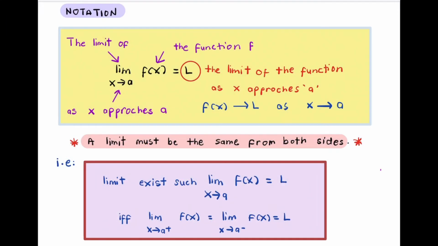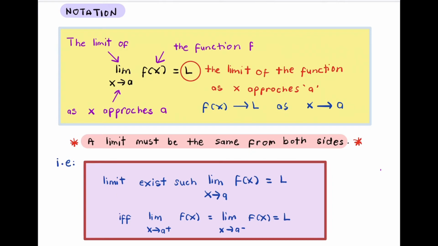Let me present to you how to write the notation of a limit. So this is the way to write it. This is the limit of the function f(x) as x approaches a. So if you have an answer L, this is the answer, where L is the limit of the function as x approaches a. So the limit must be the same from both sides.